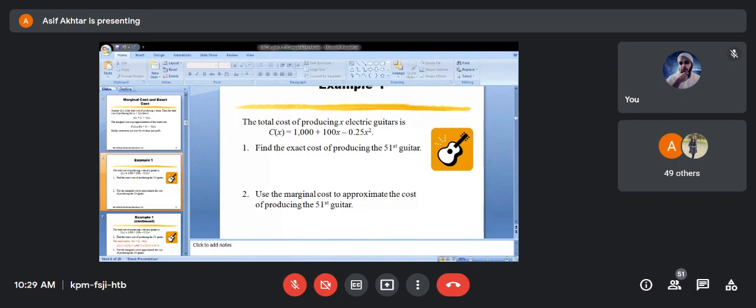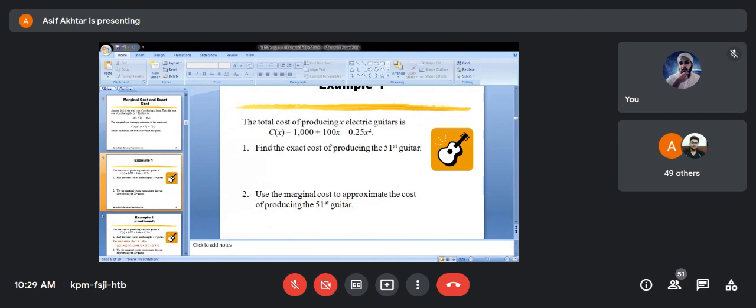Suppose that you don't want to apply differentiation. You just wanted to calculate the cost of the 51st guitar. Any idea from your side? C51 minus C50. Right. So what I will do, I will calculate the total cost of manufacturing 51 guitars, and then I subtract it from the total cost of manufacturing 50 guitars. So total cost of 51 minus total cost of 50.